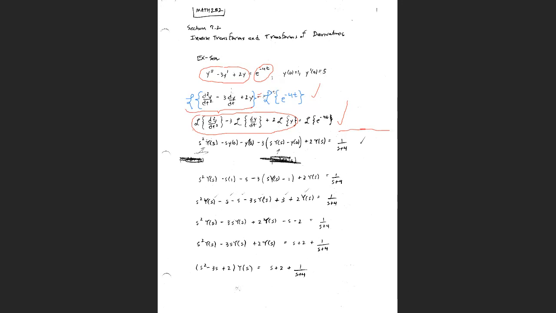All right. So what we're going to do now is, well, we have to apply some rules. For instance, the Laplace transform of a second derivative of a function y is equal to s squared times the Laplace transform of that function y, minus s times y of 0, minus y prime of 0.